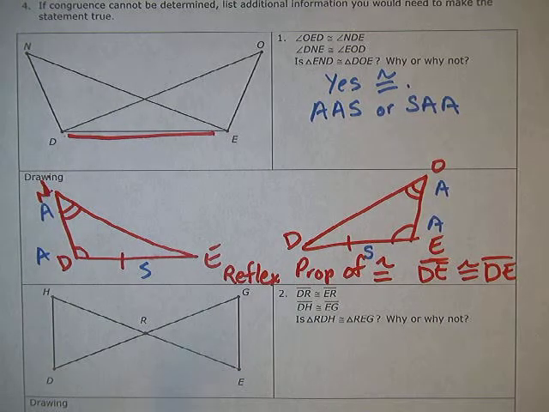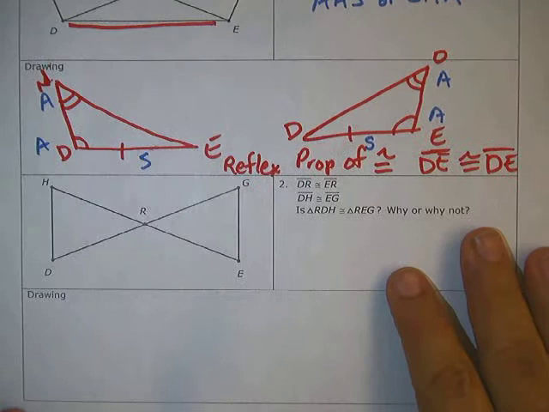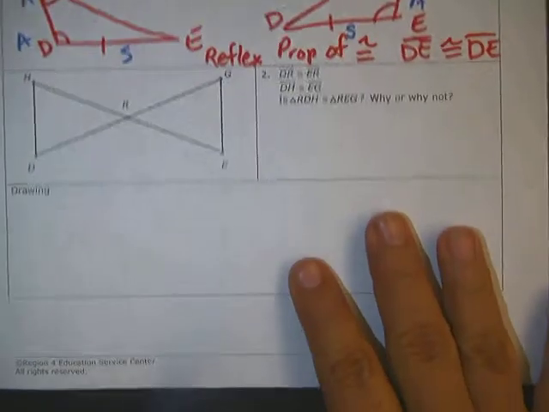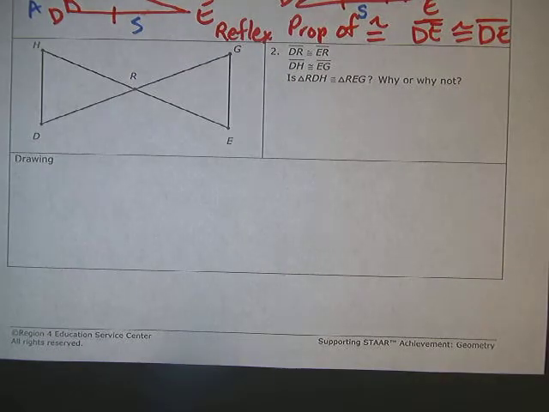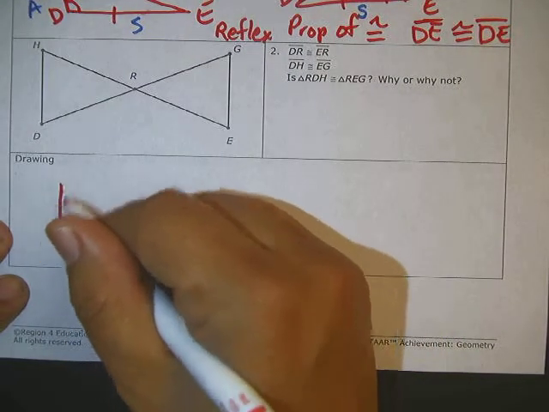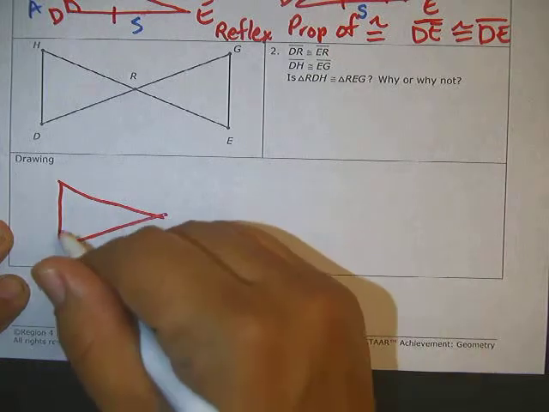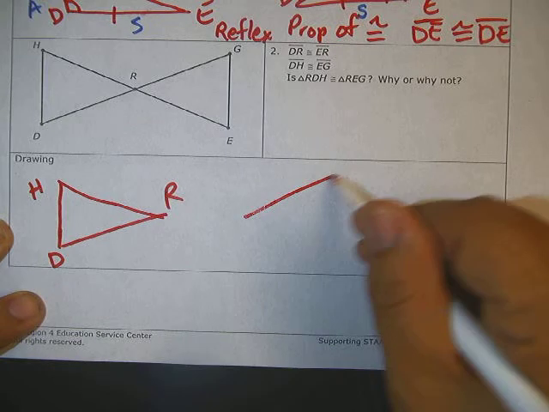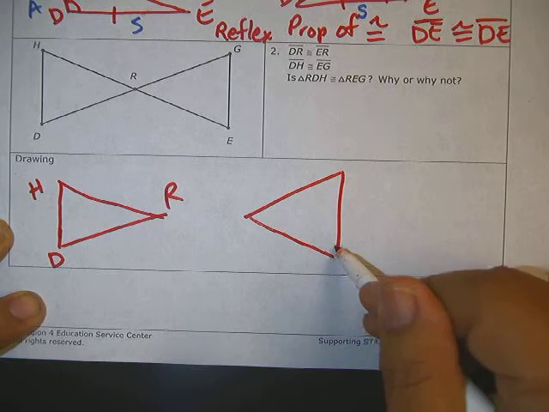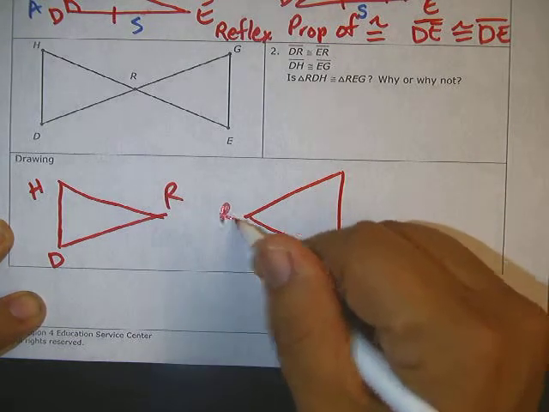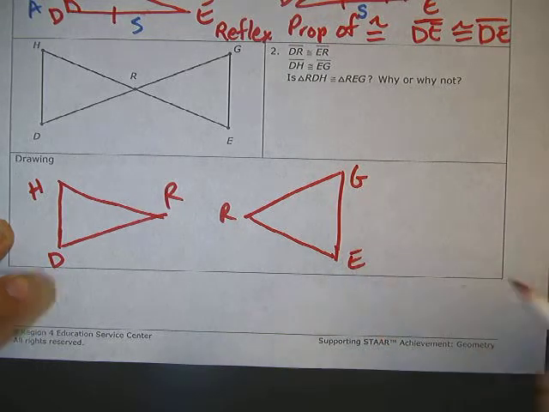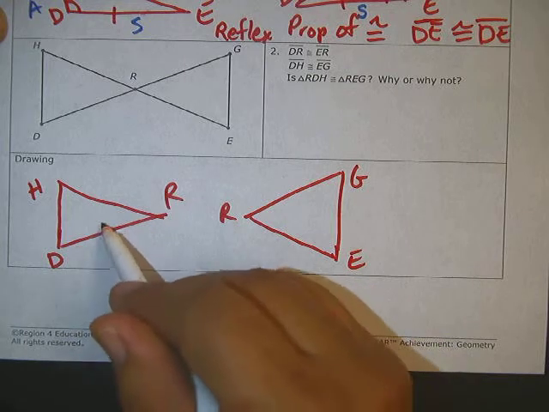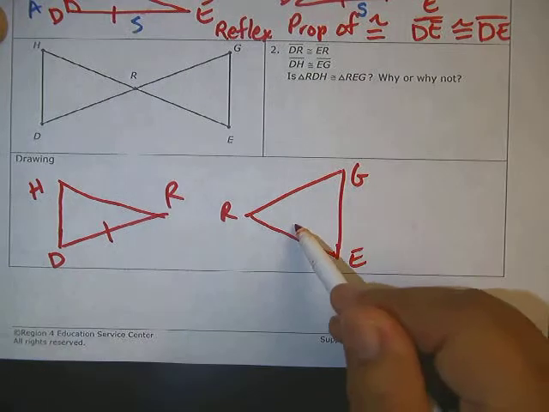On this next problem, you're probably going to find that you can draw 2 separate triangles, but I question how helpful that's going to be. So let's try drawing it with 2 separate triangles. And the reason I would say it's not so helpful here is because the triangles don't really overlap. So first of all, they tell me that DR is congruent with RE.